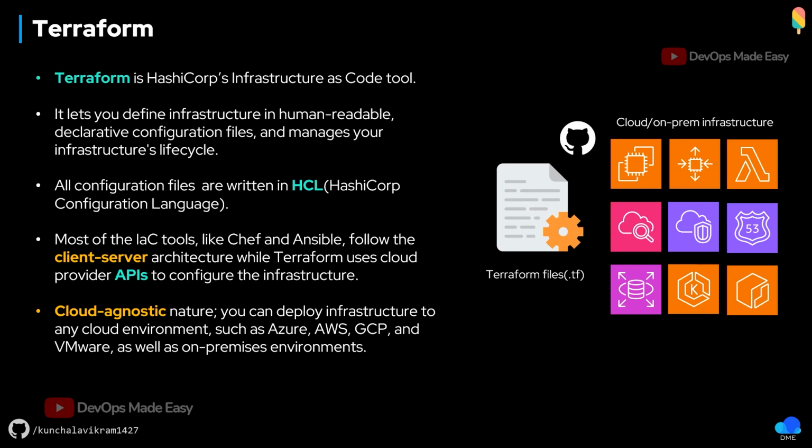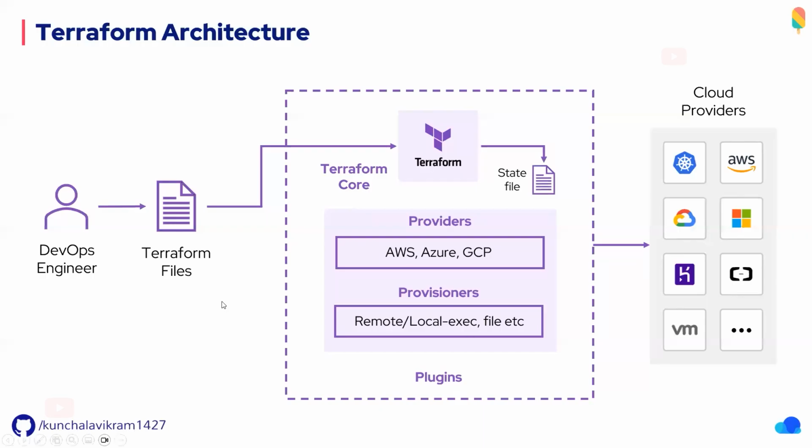So whatever configuration that you write in the Terraform configuration files, Terraform will read these configurations and it will contact the cloud provider through their APIs. And also Terraform is cloud agnostic. So you can deploy infrastructure to any cloud environment like Azure, AWS, GCP, and VMware, as well as on-prem environments. So this is the Terraform architecture.